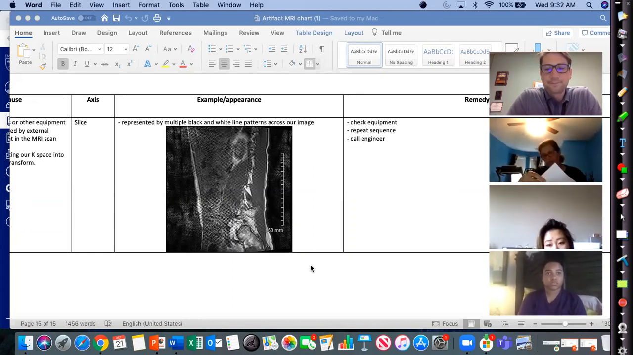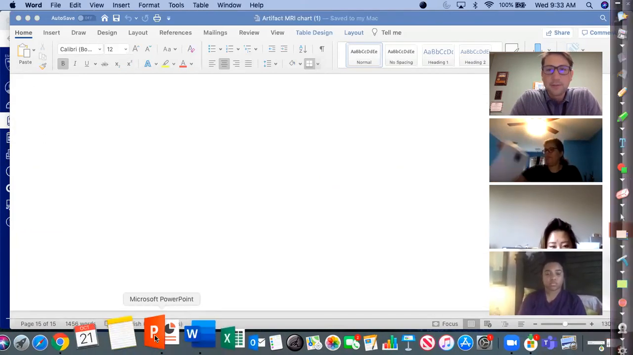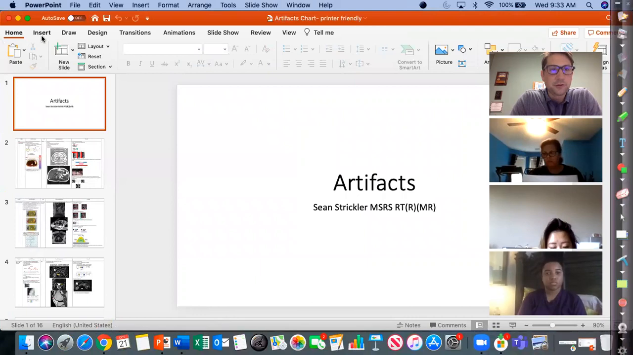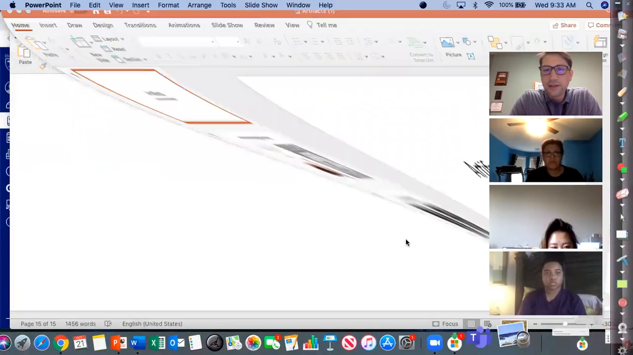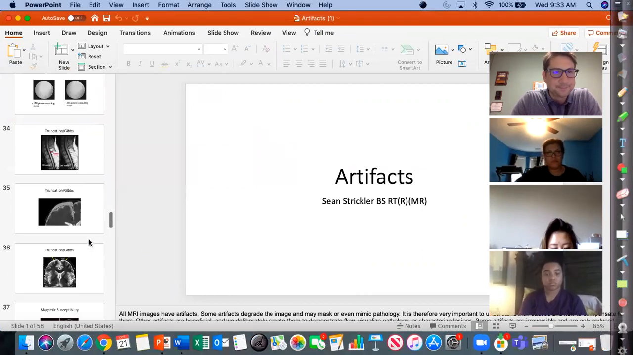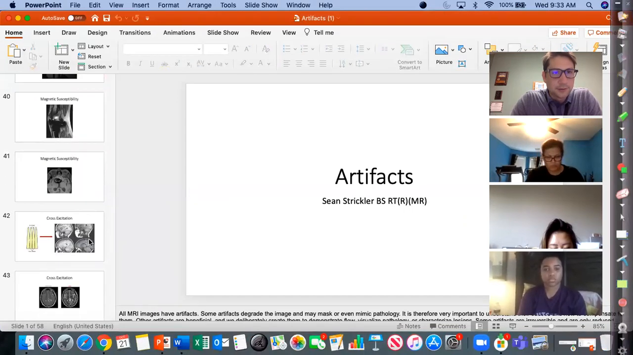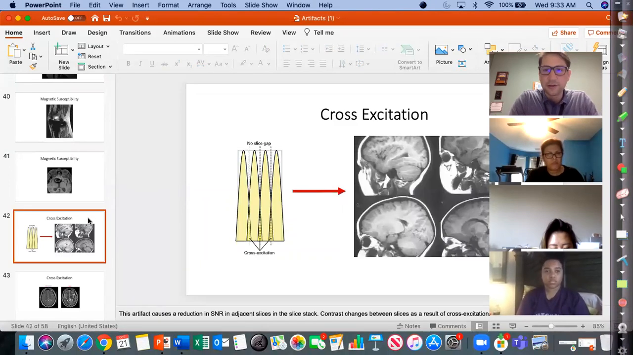All right. So that's the last artifact on the chart, but I wanted to make sure I show you different variations of these artifacts. So let's see. We got to crosstalk. Okay, so I don't have another image of crosstalk, but here's another example of cross-excitation.